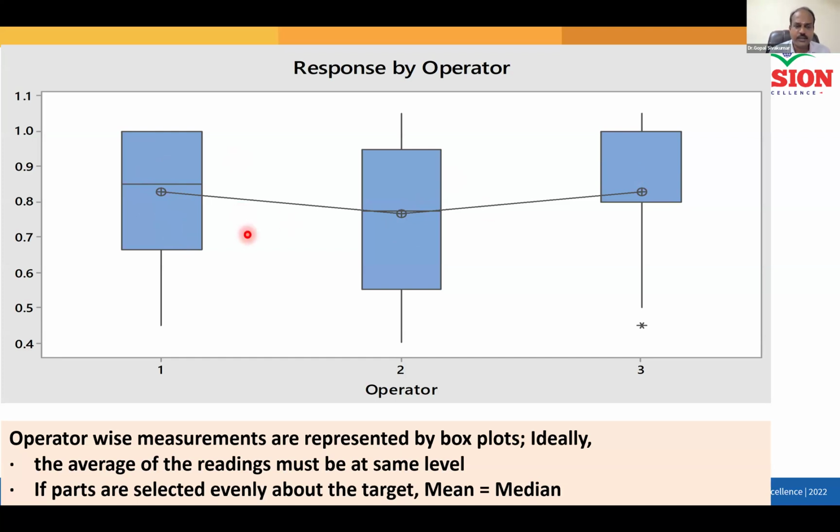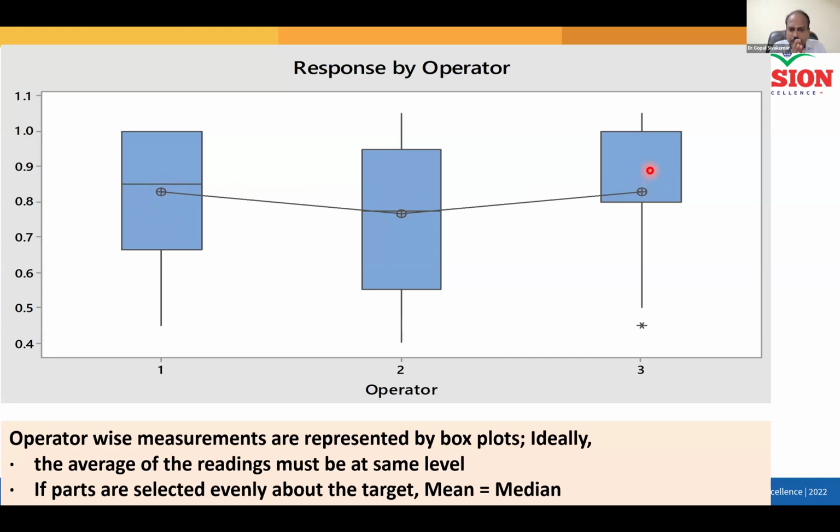In the box plot, there will be 3 lines, one bottom line, one center line, and one top line. The center line is nothing but the median. What is the median? The point that divides your data equally. 50% of the data will be below the median, 50% of the data above the median. And this circle with the plus symbol represents the average. The average of the 30 readings is marked here. The average of the 30 readings of operator 2 is marked here. The average of the 30 readings of operator 3 is marked here.